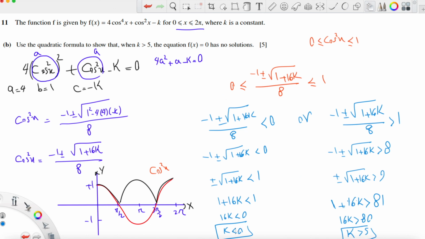So in two cases, once k is less than 0 or k is more than 5, this equation won't produce any solutions.